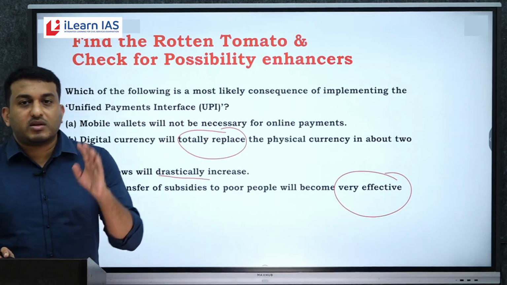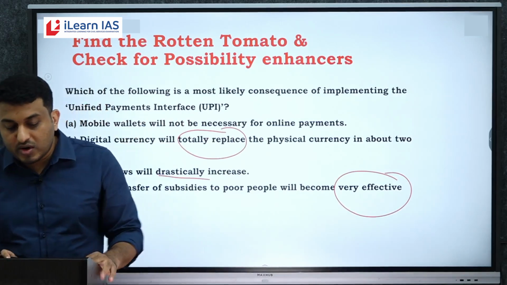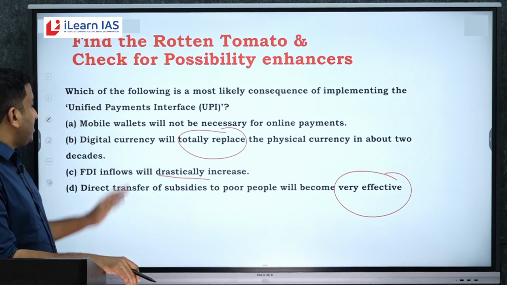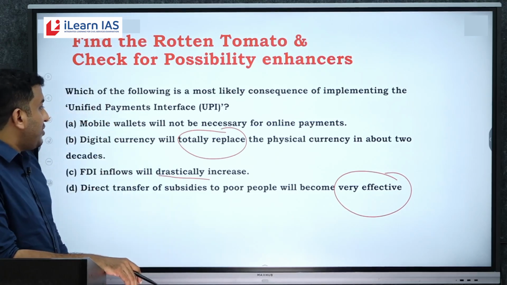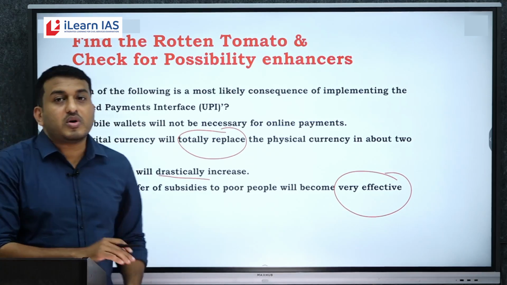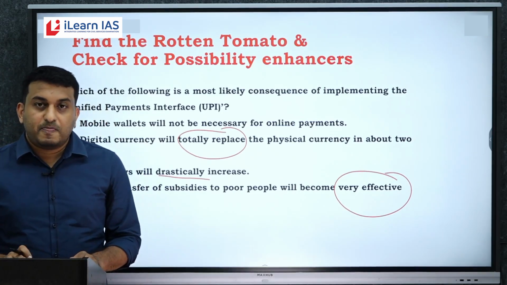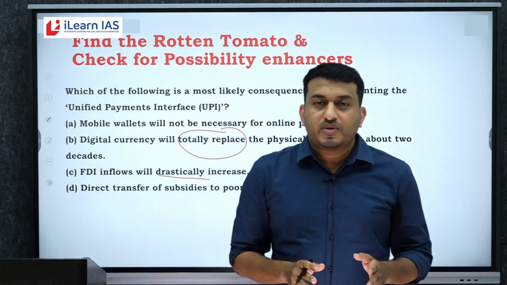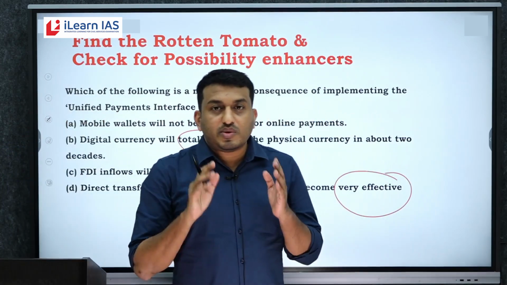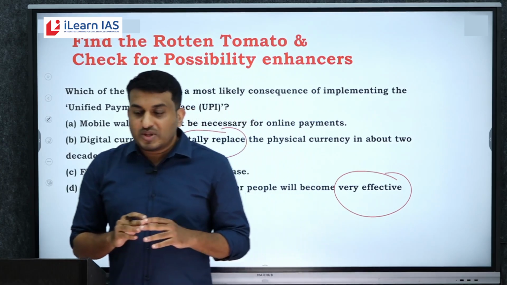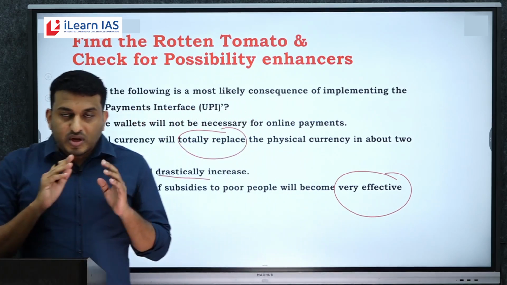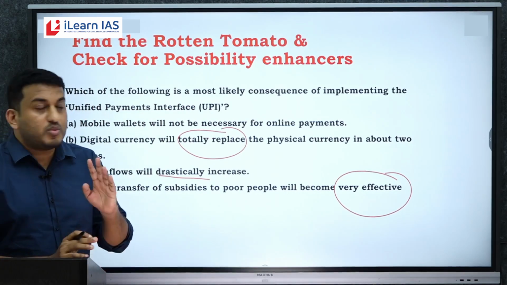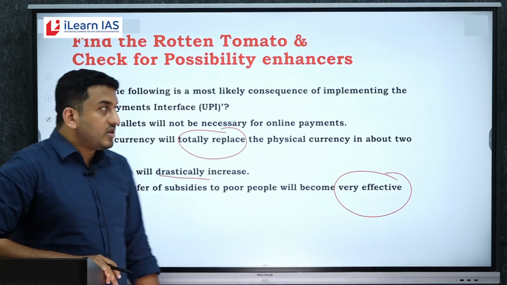The examiner makes sure that the statement is completely wrong in all aspects. So what is the answer for this particular question? Answer is A. Mobile wallets will not be necessary for online payments. Got it? So you need to actually look for the extreme words. You need to look for rotten tomatoes and possibility enhancers in that particular question. Getting it? So in that way you can eliminate options and arrive at the right answer. I hope this is clear. Now let us take another example.